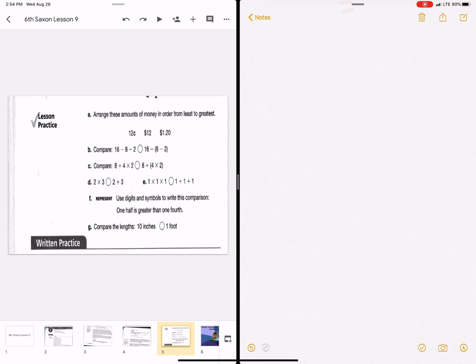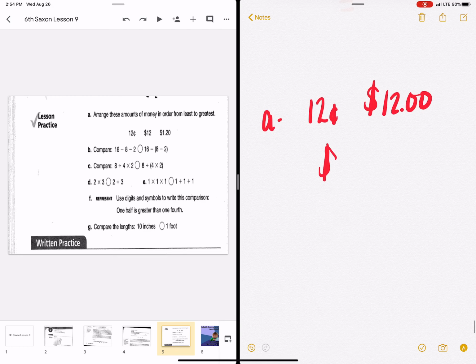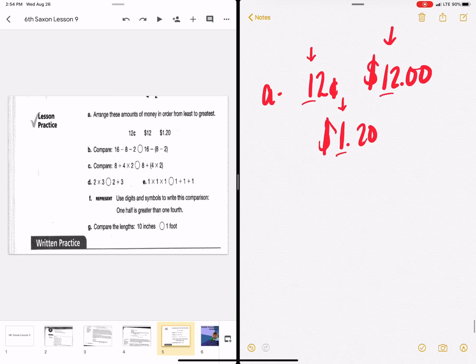A, arrange these amounts of money in order from least to greatest. Oh, this is such a good example, and I'll show you why. So we have 12 cents, $12, and $1.20. We need to make sure these are all written in the same way because my trick of looking at the first place value, well, it looks like they all have a 1 in the first place value, but this is the tens place, this is the tenths place, and this is the ones place. So that does not do us any good.